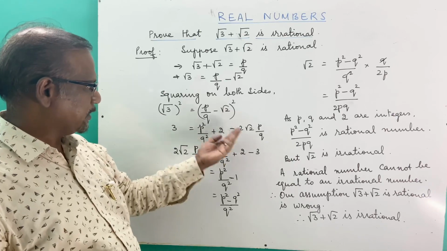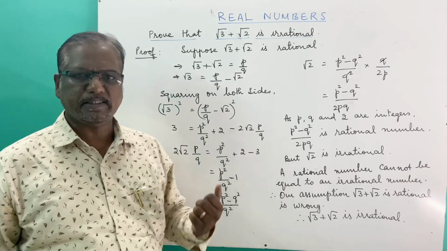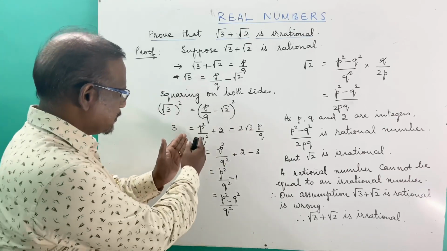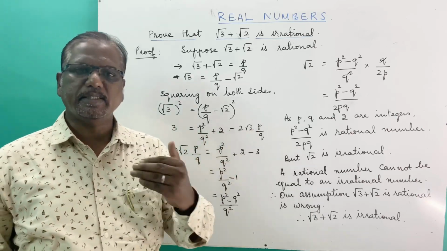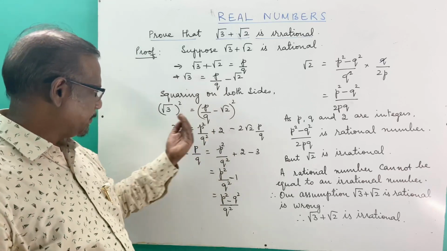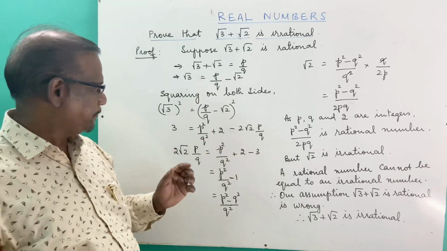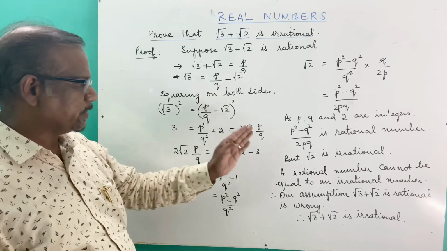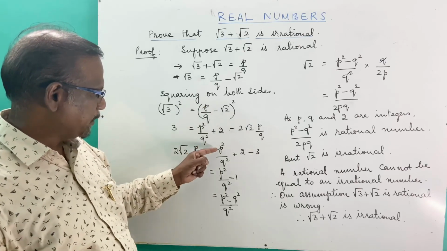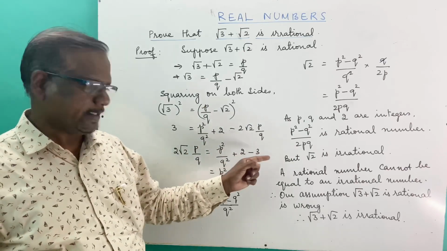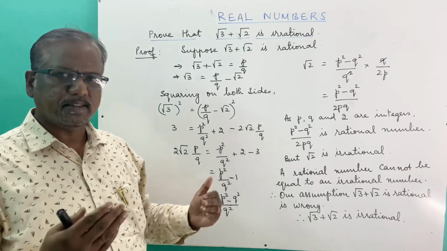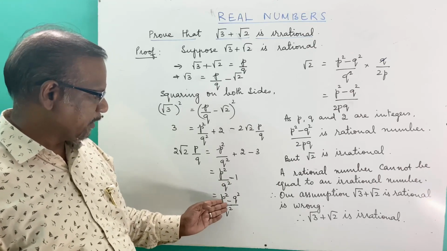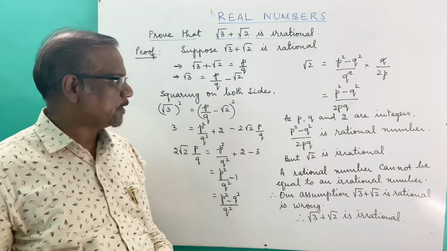Then bring out this minus 2 root 2 to the other side of it, because this is a rational part, and this is the term which is containing the irrational part. When we bring it to the other side, simultaneously let us bring the 3 to the other side. So we will be getting p square by q square plus 2 minus 3. The 2 minus 3 will get minus 1. And then we take the LCM, p square minus q square by q square.